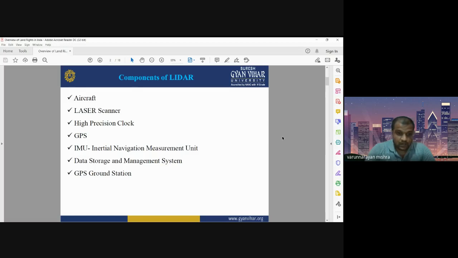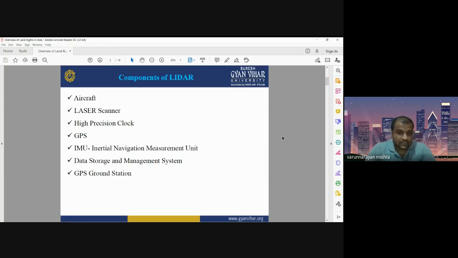Global positioning system, we all know that it provides us the latitude, longitude, or you can say the coordinate system of the data, meaning at what point you have collected the data. Inertial navigation measurement unit is a very important component. During the flight, when there may be some movement in the flight, it may be corrected using the inertial measurement unit. Then the data storage and management system is used to store the intensity values captured by the receiver at the LiDAR system, and to manage that point data to get the images if we require.